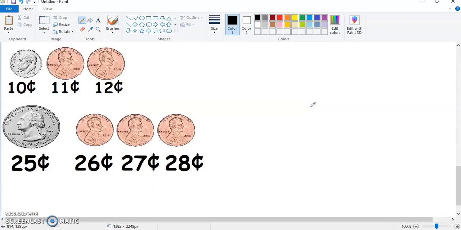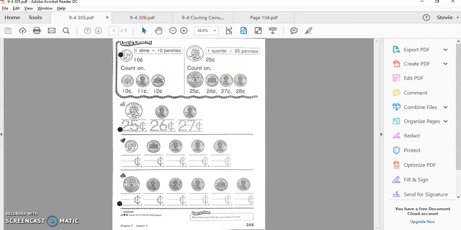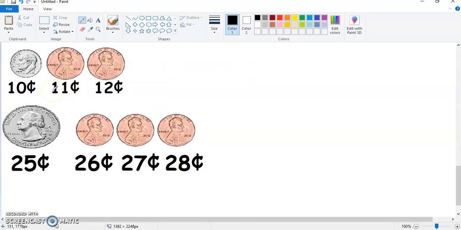All right. So looking at your page, up at the very top, we see that we have 1 dime and 2 pennies. So our question is, how many in all? So we start with 10, remember, because with a dime you always start by saying 10. Now let's count on 11, 12. We know that 1 dime and 2 pennies equals 12 cents in all.